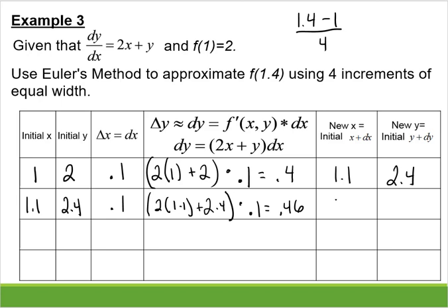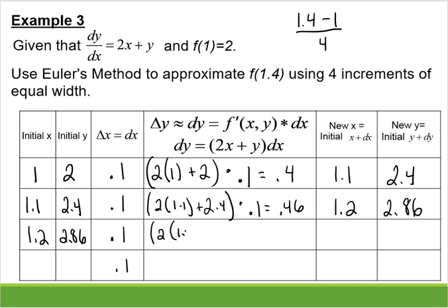Your new x, I'm going over another increment of 0.2. I'm adding an increment to this. I'm adding my delta y to my initial y to get 2.86. Now these are our new initial x, initial y. The delta x stays the same. I've never seen it change. That's not something they're going to throw at us.